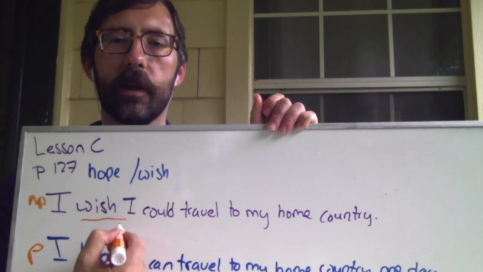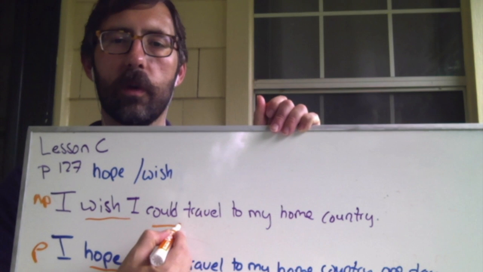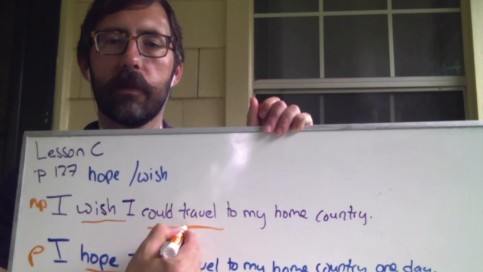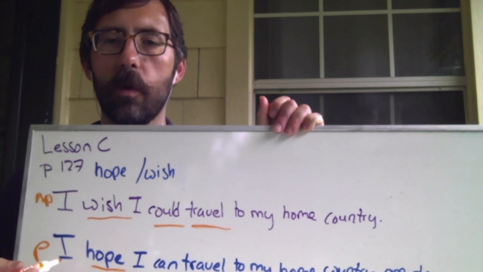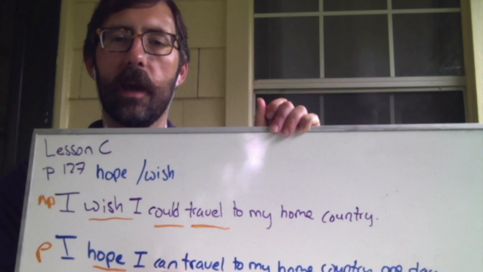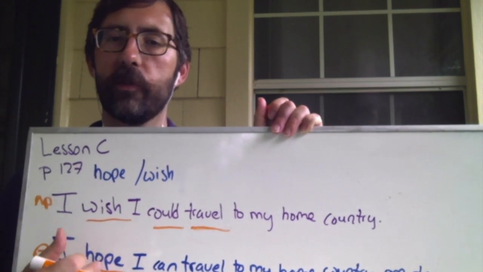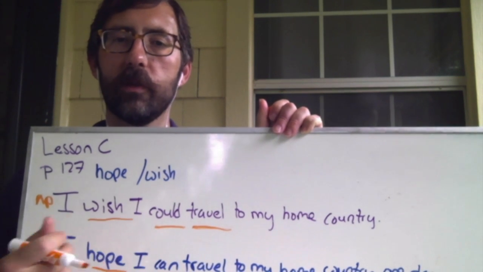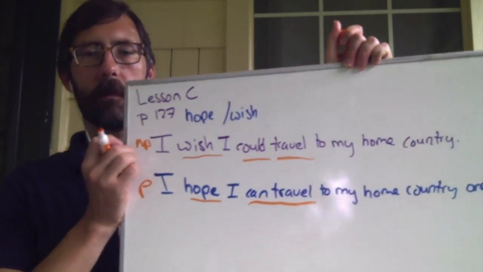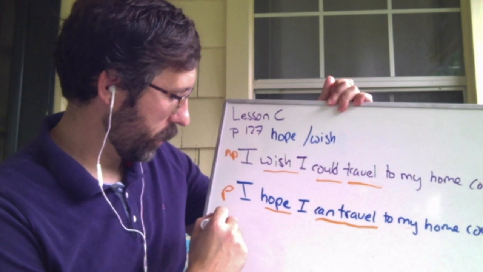And also, when I talk about something that's not possible, when I use wish, I use could or would plus the simple present of the verb. With hope, for things that are possible, I use can travel. I can also use will travel, or just the present tense. I hope I travel to my home country one day. Okay, so very quick review, but to write it out for you, just to make sure we're all clear.